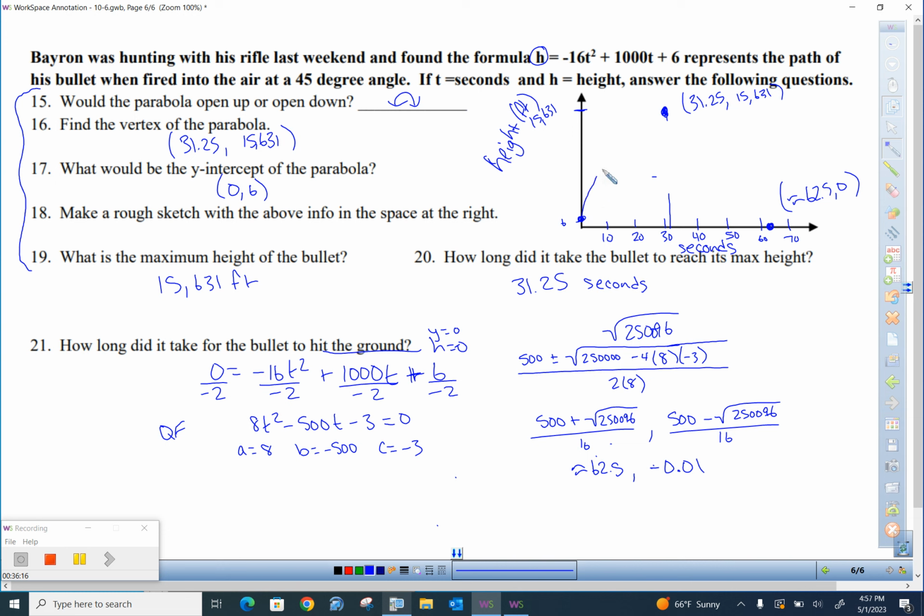So from there, I can make my parabola and answer the question. So it said, how long did it take for the bullet to hit the ground? Okay, it took the bullet approximately 62.5 seconds. And that's it.